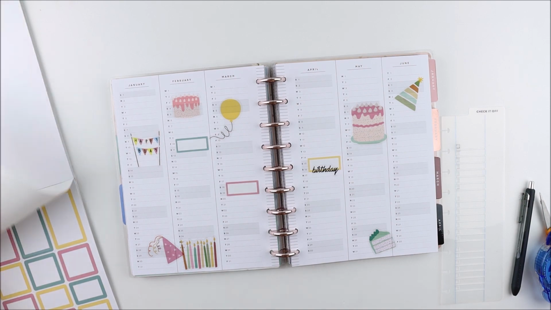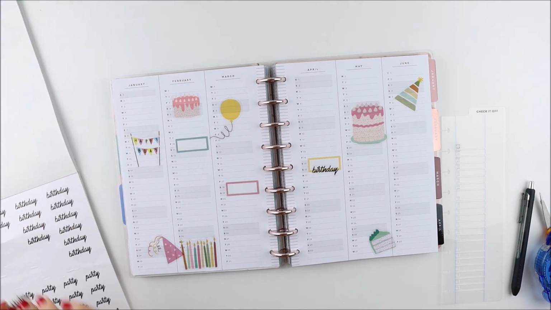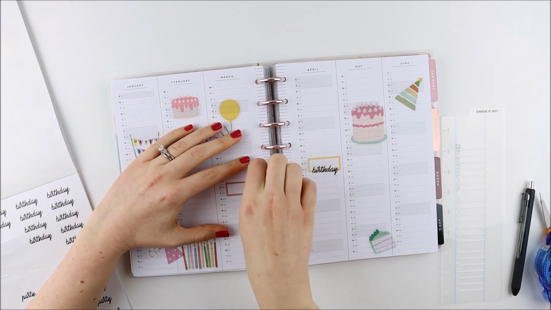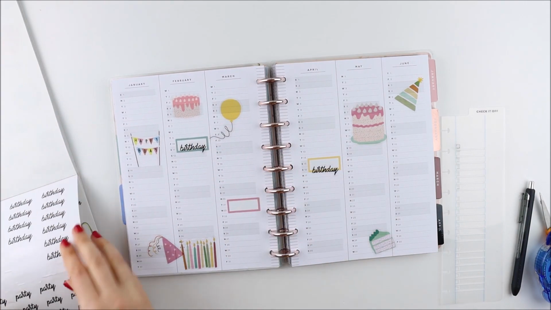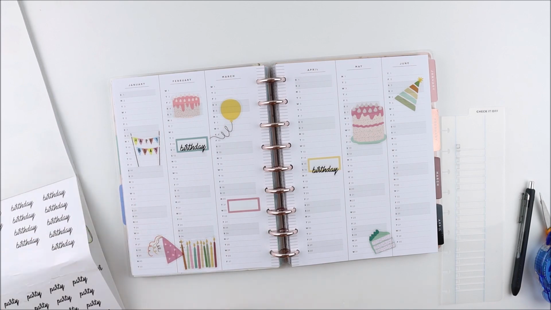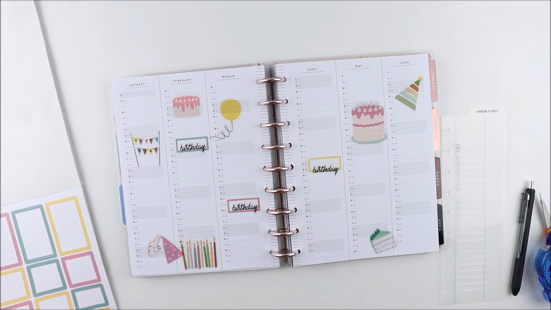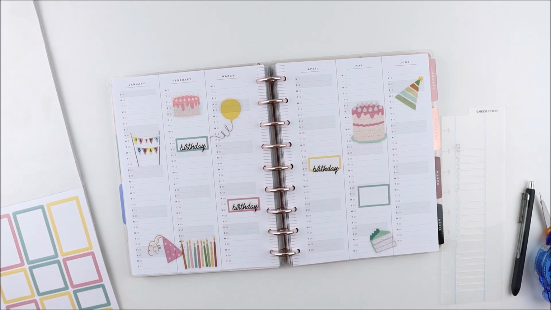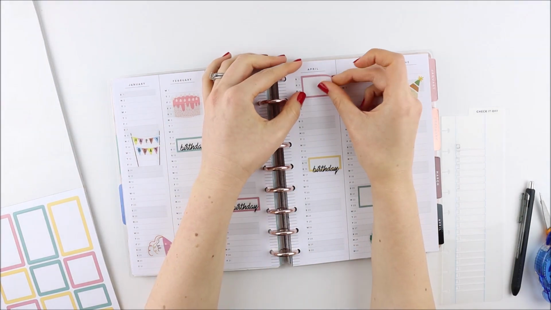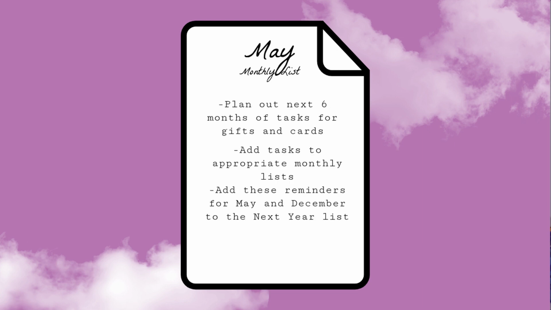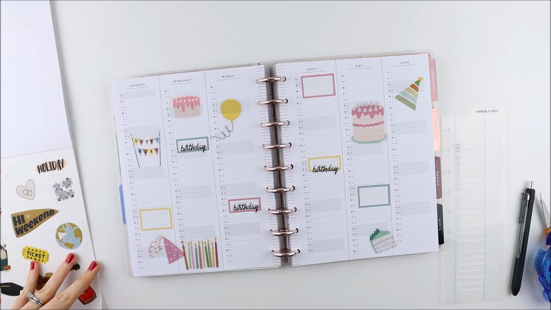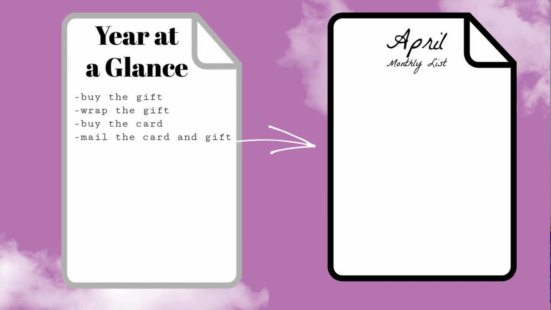Because of how my brain works, it really helps me to see visually this year at a glance view, so I can make sure that I am giving myself enough of a buffer to complete everything on time in case something comes up last minute. I am going to plan these tasks out twice a year for the first and second halves of the year, in December and in May. And during those planning sessions, I will transfer the tasks into their appropriate monthly lists.